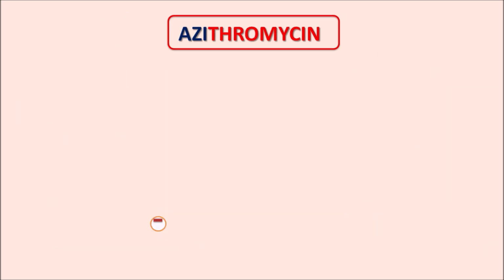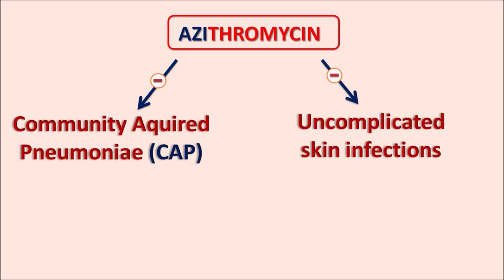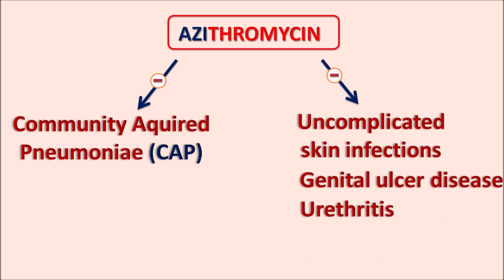Another important indication of azithromycin is in the treatment of community-acquired pneumonia, which is commonly known as CAP. This community-acquired pneumonia may be produced by Streptococcus or Mycoplasma pneumoniae. In such situations, again, azithromycin can be used. And apart from these respiratory infections, this drug is also effective against the urinary tract as well as pelvic regions. This drug can be used to control uncomplicated skin infections, genital ulcer disease, urethritis, cervicitis. In all these conditions, azithromycin is indicated.